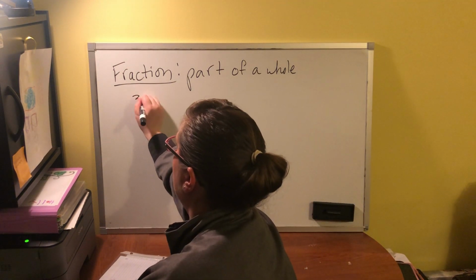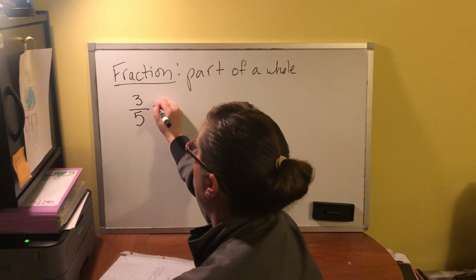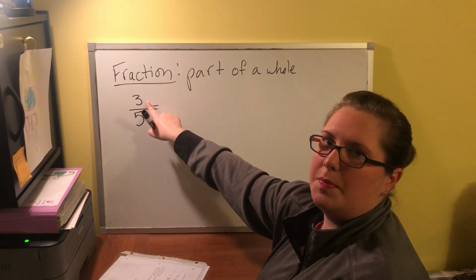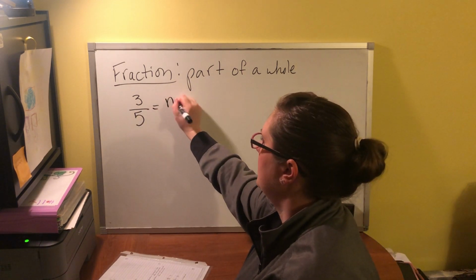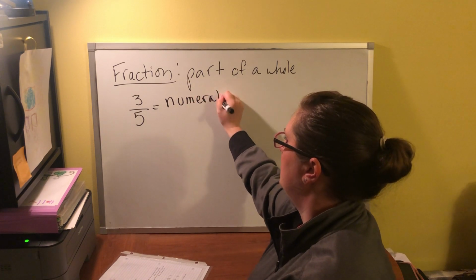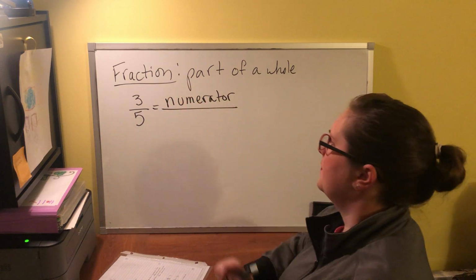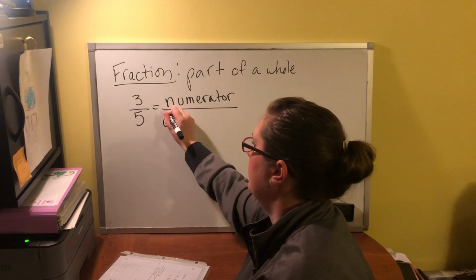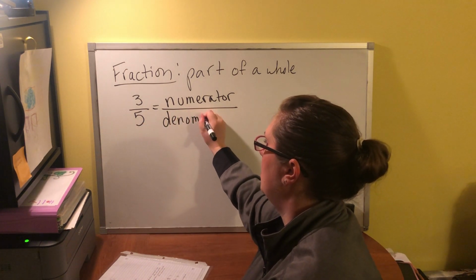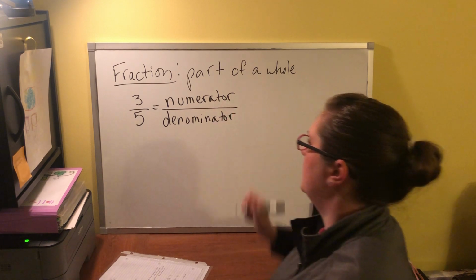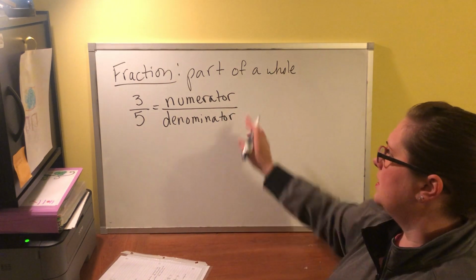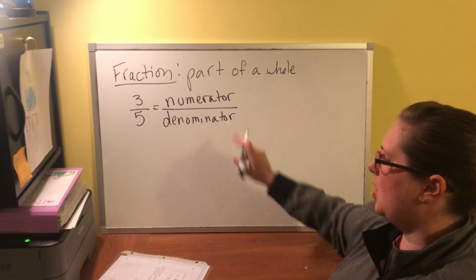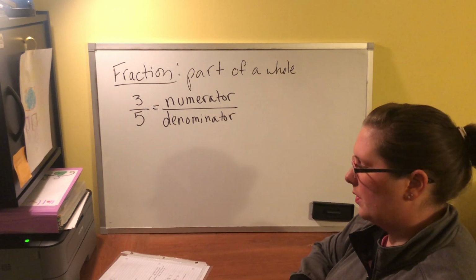So let's say we had a fraction of 3/5. The top number, the 3, is called the numerator. And this is over. The bottom number, the 5, is called the denominator, okay? So top number is numerator, bottom number is the denominator, okay?